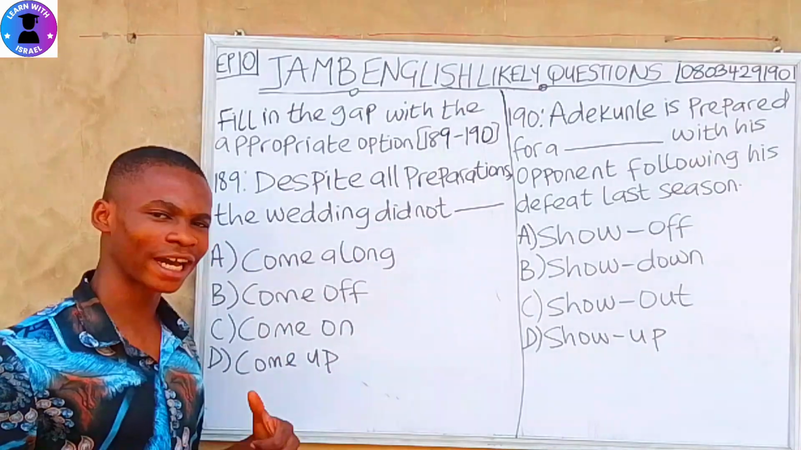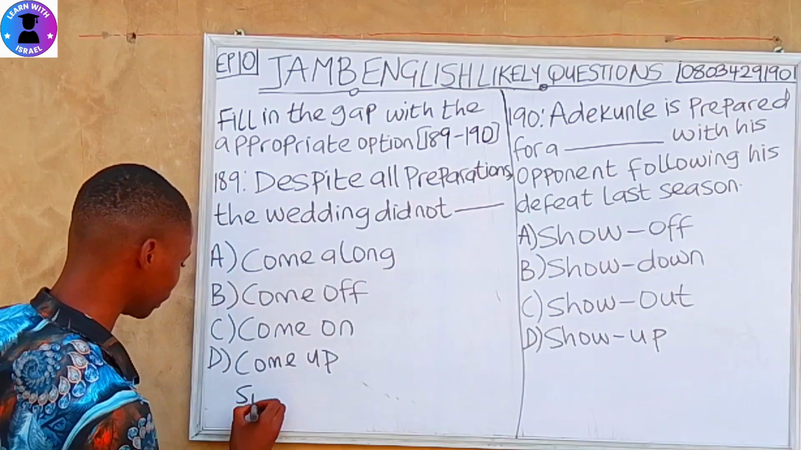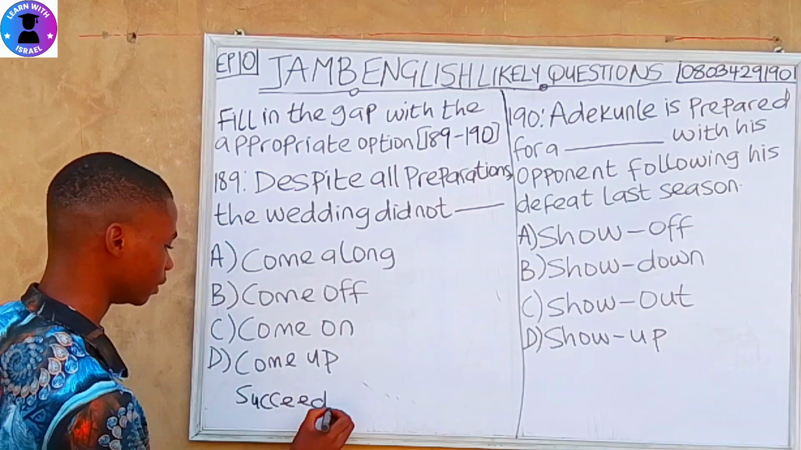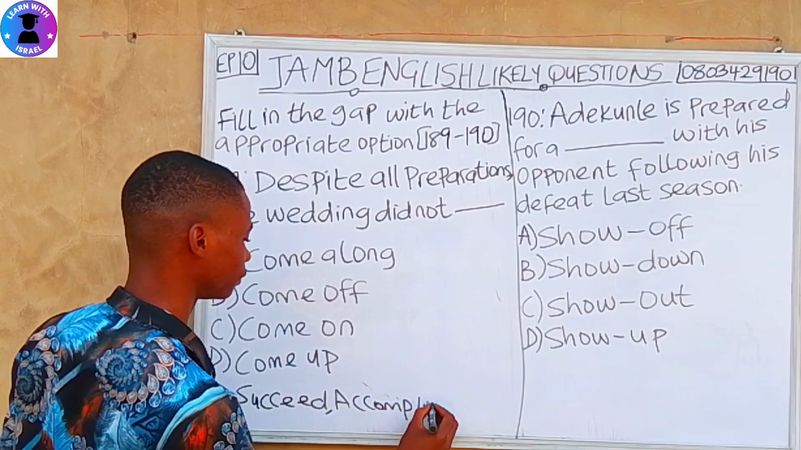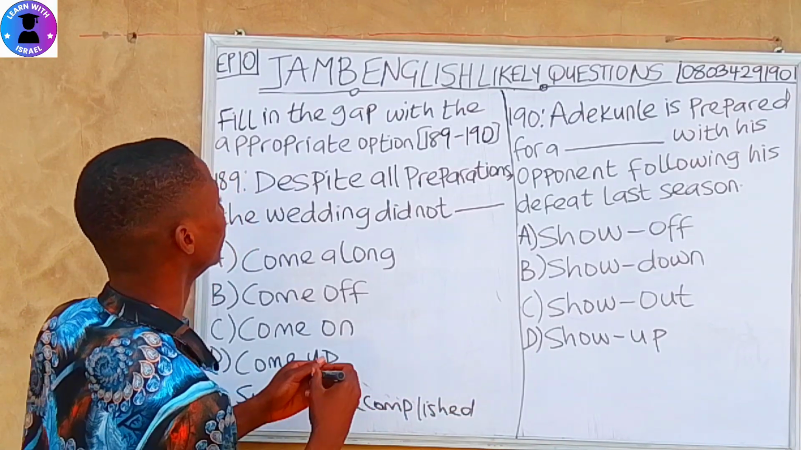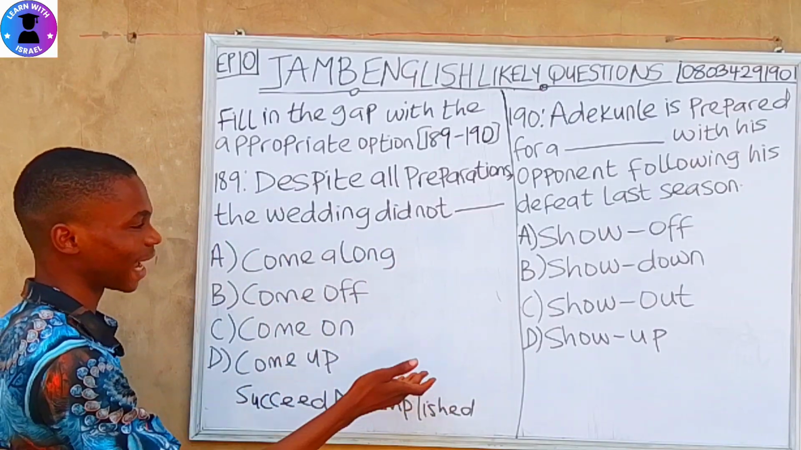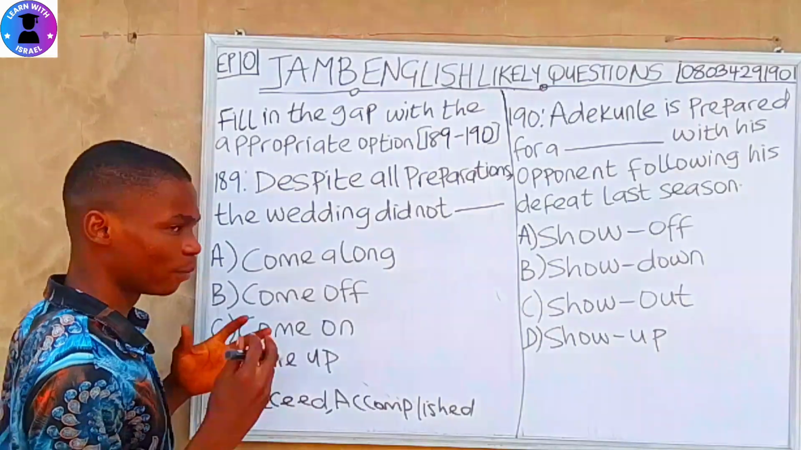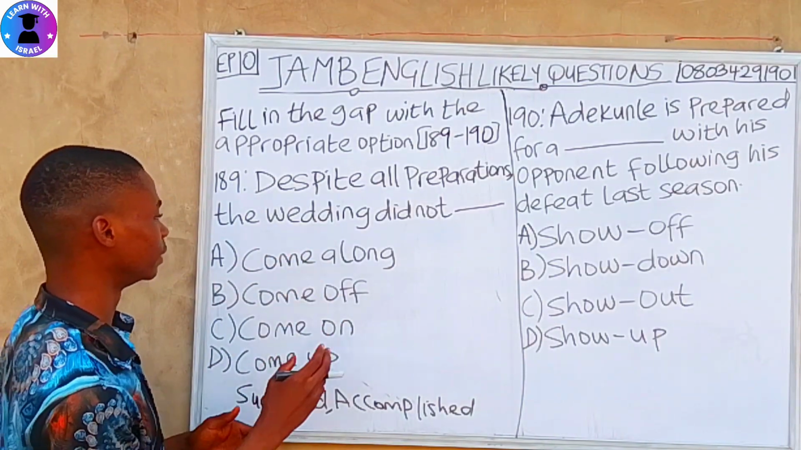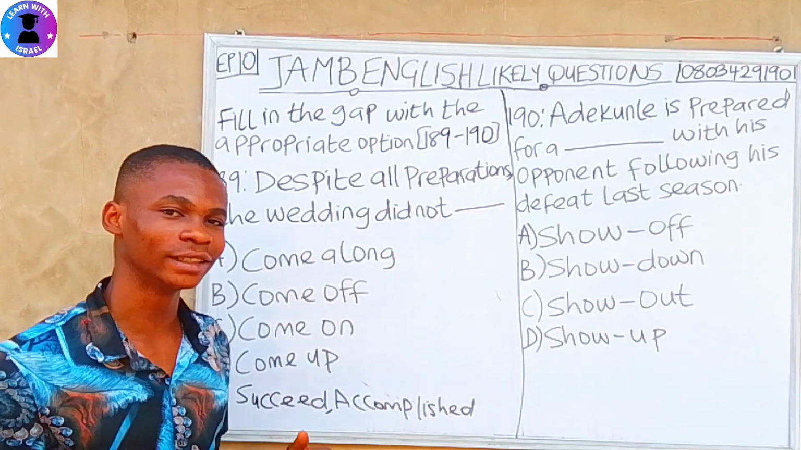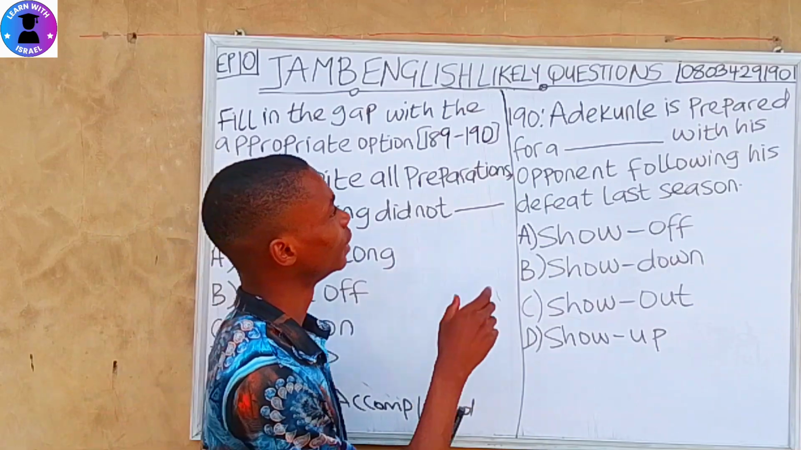Come off is an action, and come off means succeed, accomplish. So we can now say, despite all preparation, the wedding did not succeed. The wedding is not accomplished. I hope you understand that now. Despite all preparation, the wedding did not come off. So guys, let's move to the next one.